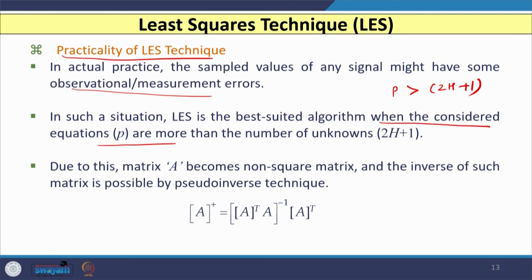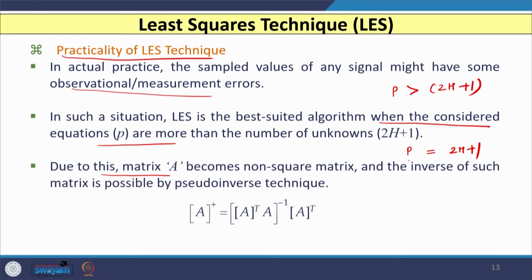Now, let us discuss one important point. When we consider the matrix A and the number of samples available is the same as 2h plus 1, so if we have 7 unknowns and 7 samples are available, then the size of this matrix A is a square matrix, and we can easily find the inverse.